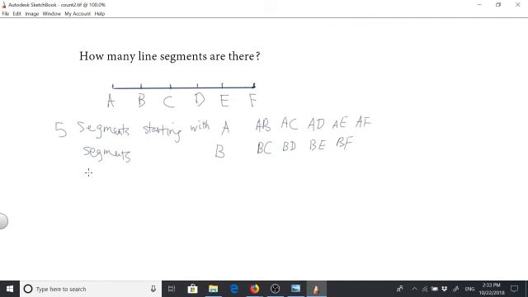And starting with C, and by the way, this is again 4 segments, and you will see the pattern holds again. 3 segments starting with C. CD, CF. And basically, we'll get the same answer.